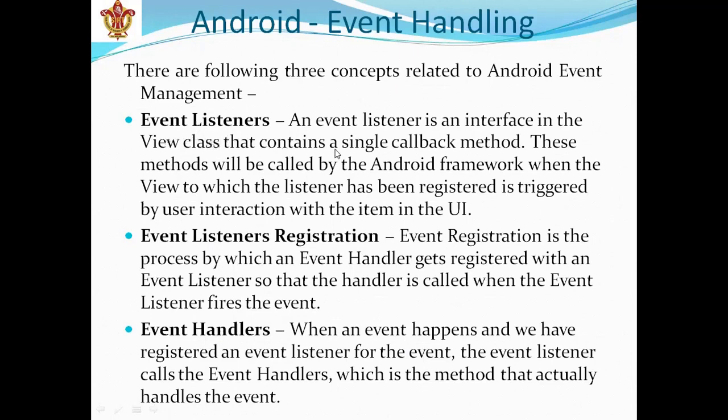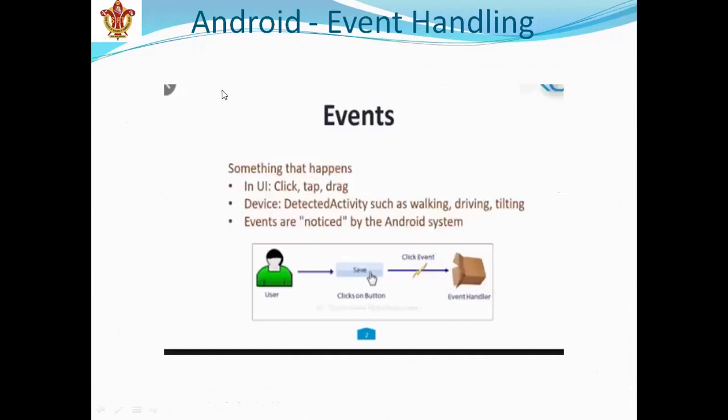So these are the 3 concepts of event handling: event listeners, event listener registration, then event handlers. So what are events? Simply, something that happens is called an event. In the UI, this means click, tap, drag. In the example in the diagram, you can see a user clicks on the save button, which triggers a click event and the event handler. In the event handler, the file or folder will be saved.